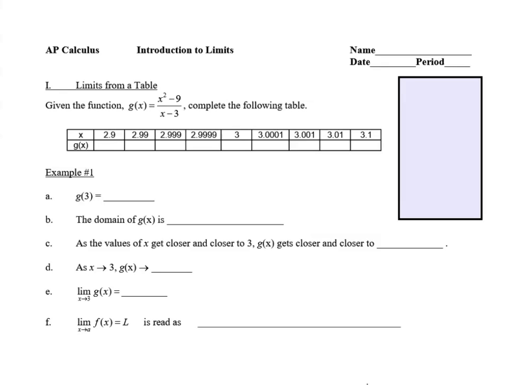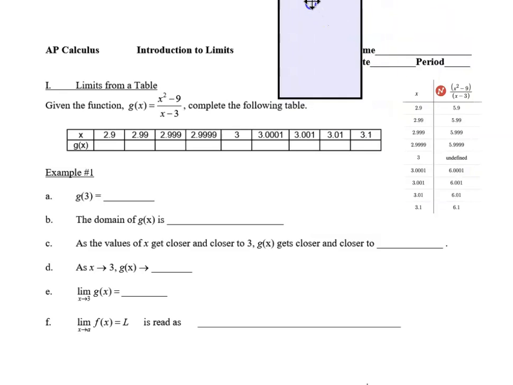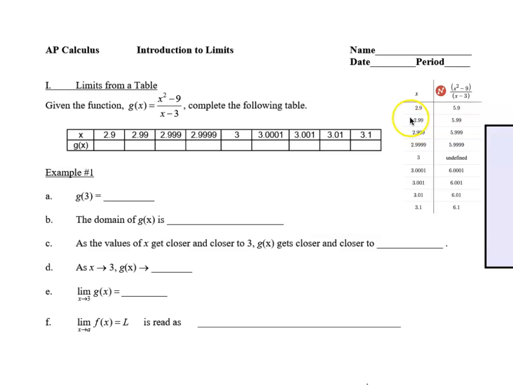So what I'd like to do right now is just show you the values that I found when I used Desmos. I got x equals 2.9 gave me 5.9, 2.99 gave me 5.99, and you can go ahead and copy this table of values onto your notes. And you'll see that when they ask us what g of 3 is, well, g of 3 is undefined per the table of values. So we would just write UND right here for undefined.